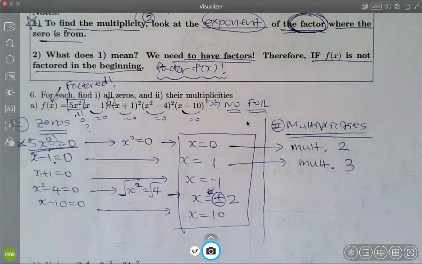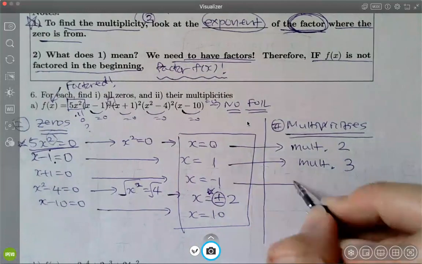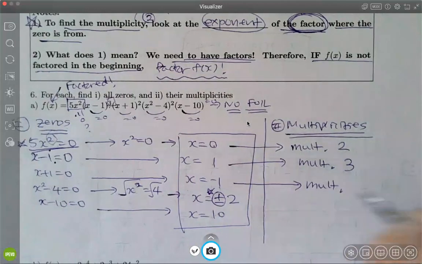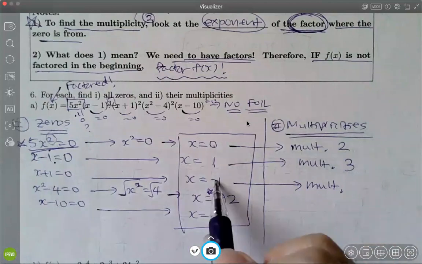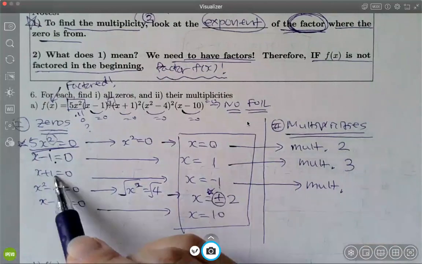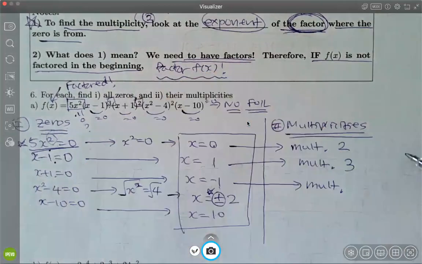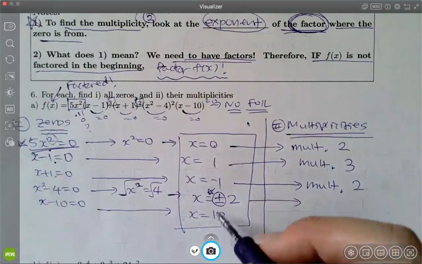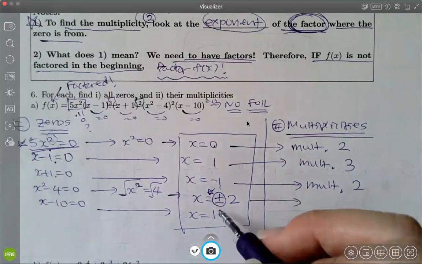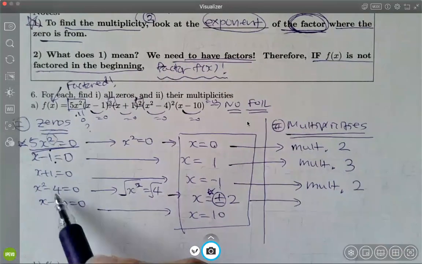And what is the multiplicity of -1? So -1 came from where? X plus 1, right? And x plus 1 came from where? X plus 1 squared, whose exponent is 2. Okay? And now, plus minus 2. Where did they come from? X squared minus 4, right? And its exponent is what? 2, right?